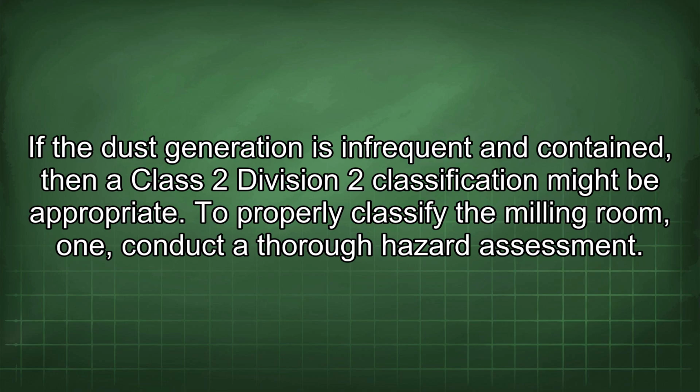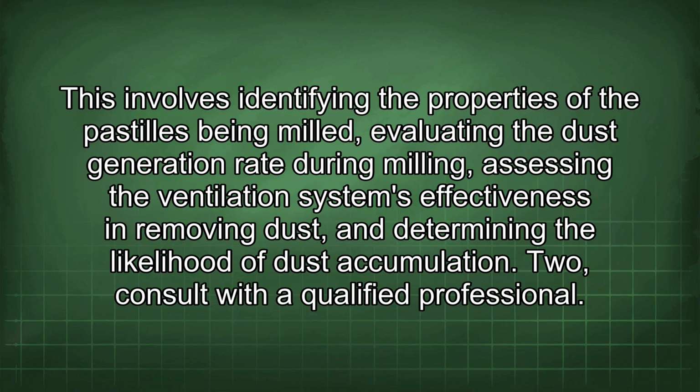To properly classify the milling room, 1. Conduct a thorough hazard assessment. This involves identifying the properties of the pastils being milled, evaluating the dust generation rate during milling, assessing the ventilation system's effectiveness in removing dust, and determining the likelihood of dust accumulation.